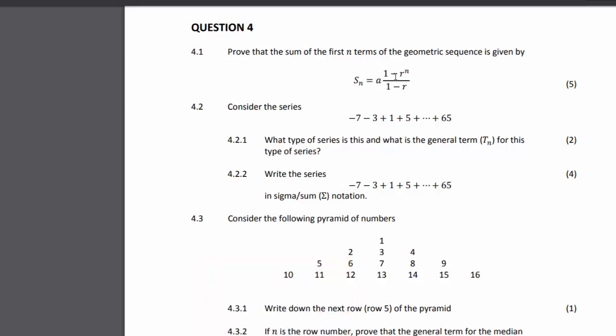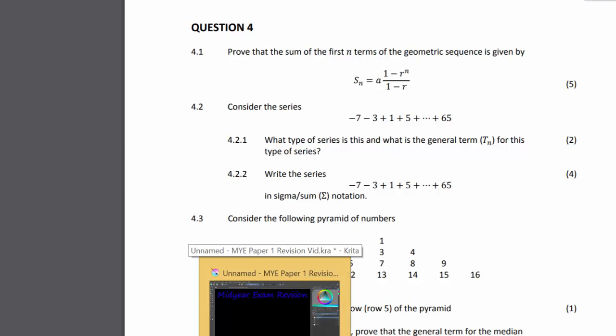So let's look at this. Prove the sum of the first n terms of the geometric sequence is given by this formula. So here's the proof. It pains me deeply to have to do this proof in a revision video, but people just couldn't do it. They didn't study it. The proof is given and I told you it's going to be in the exam.